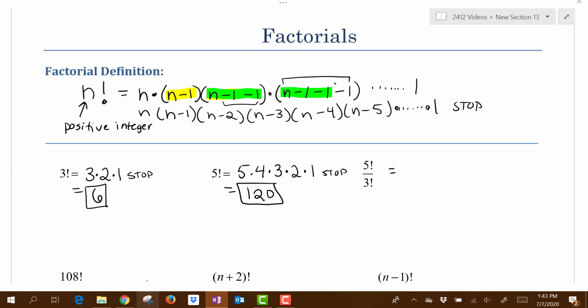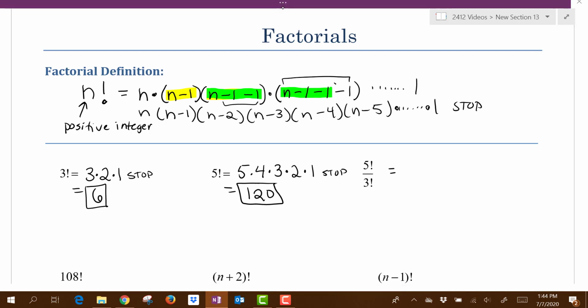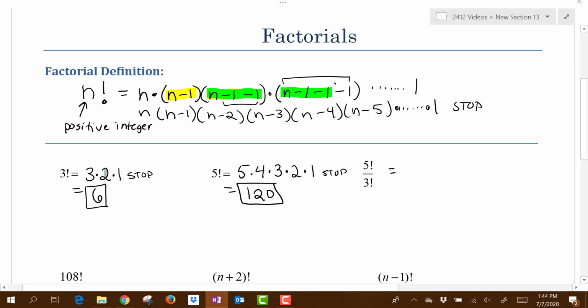Now you'll notice that because we're starting at that highest number that's n, and we go all the way down to 1, we start to get some repeats. So eventually, because I'm going all the way down to 1, I'm going to get to something like 3, 2, 1, and you'll see here in 5 factorial, we also repeated that, we went down to 3, 2, 1. So there's going to be some repetition in the expansion of those factorials.